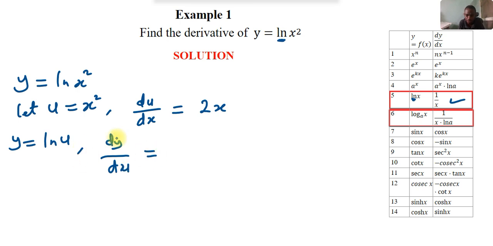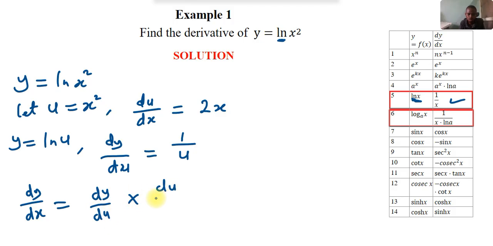If you look at the table, when you have ln x, you have 1 over x as the outcome. So in this case as well, as we are having ln u, we have 1 over u as our outcome when we take the derivative of y with respect to u. So we are going to take the chain rule, which says dy/dx will be equal to dy/du multiplied by du/dx.